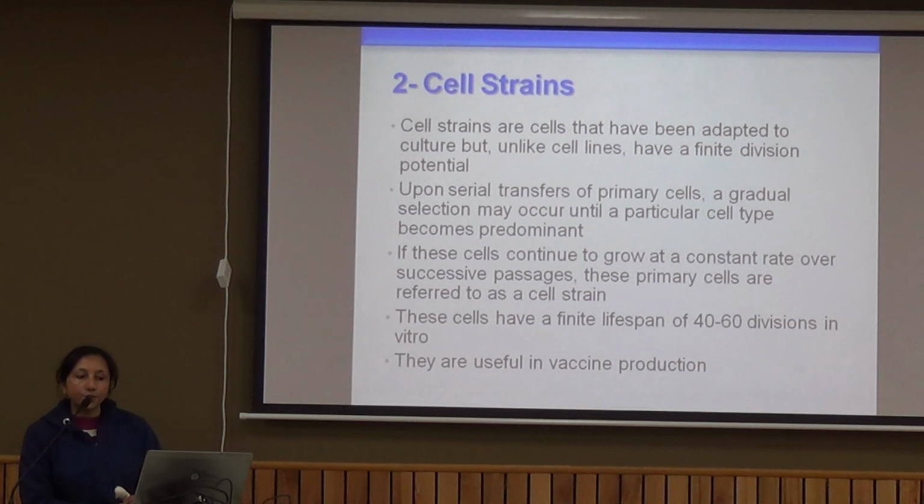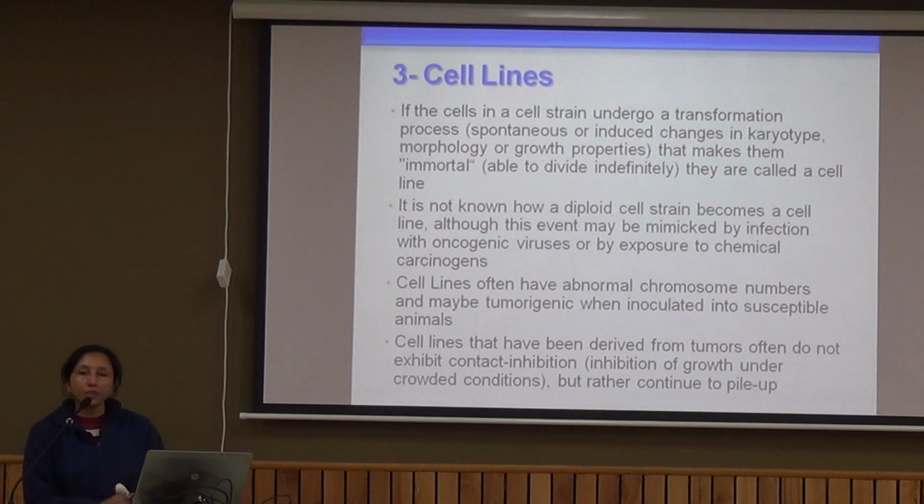If these cells continue to grow at a constant rate over successive passages, these primary cells are referred to as cell strain. So, the ones which grow predominantly are known as cell strains. These cells have approximately 40 to 60 divisions as compared to 5 to 10 divisions in the earlier case. They are useful in production of vaccines. Now we have the third type, that is the cell lines.